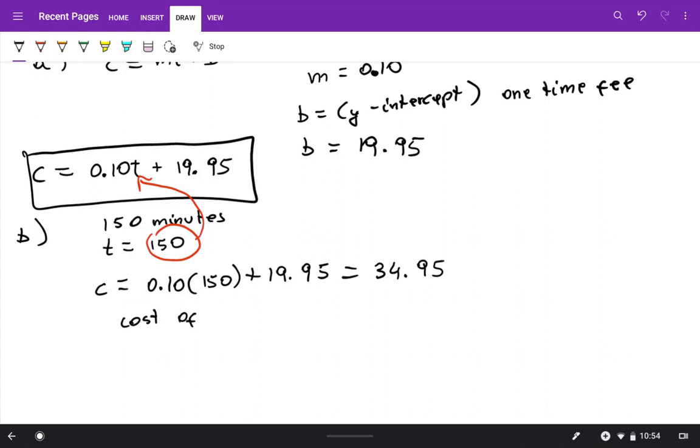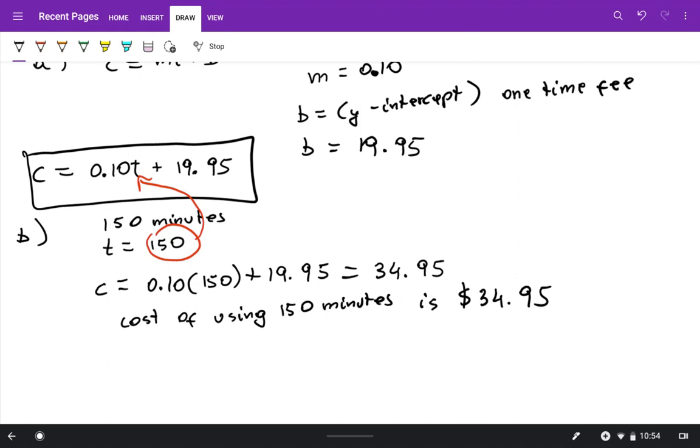So the cost of using 100 minutes is $34.95. Okay, so that's it from section 11.6.